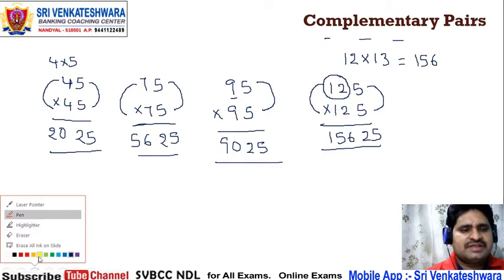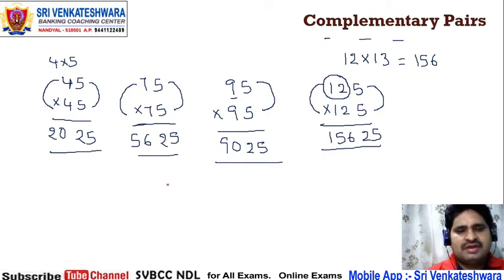Unit digit sum must be 10 and tens place has to be equal. So whatever the unit digit position here, 5 and 5, it will be 10, and whatever the tens place number, in every case it is equal. Here also 5 plus 5 is 10, here tens place is equal.